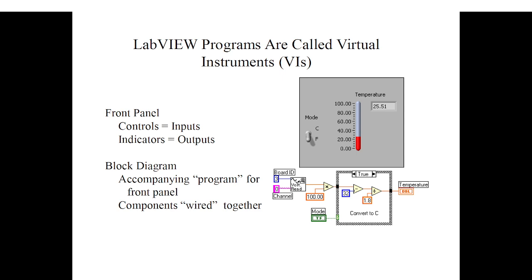In LabVIEW we have two panels. One is the front panel, and the other is the block diagram. The front panel works as the front end, and the block diagram runs as the back end of the program. In the front panel we have controllers that are used for inputs and indicators that are used for outputs. In the block diagram we have the program circuits, and those circuits are wired together in the block diagram only.